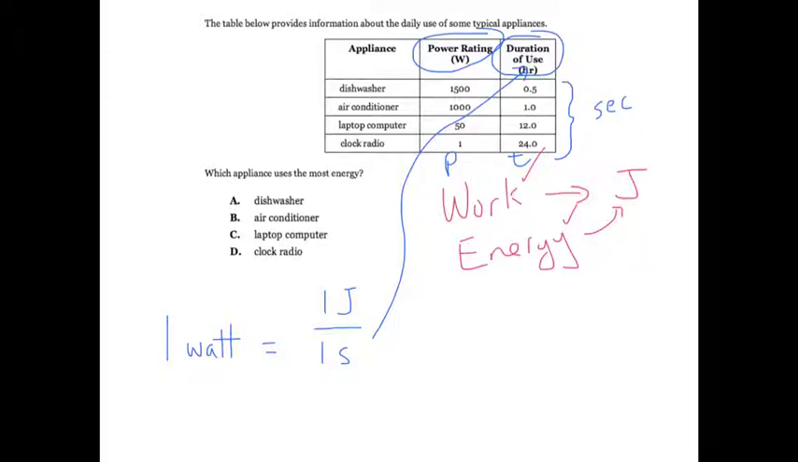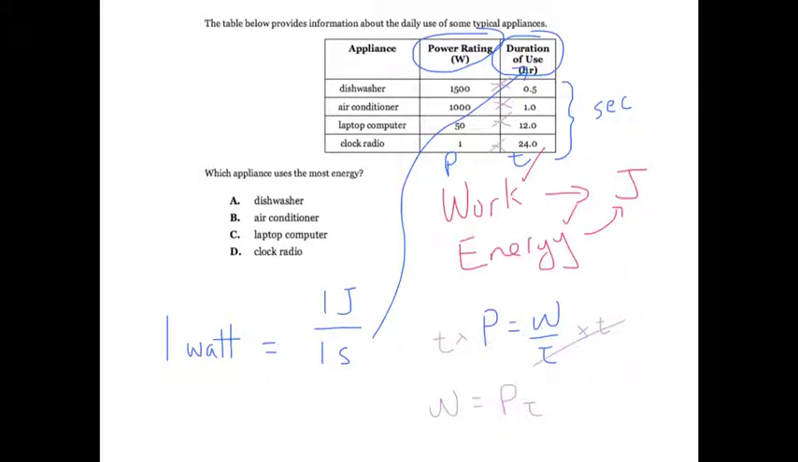So we want to know work. And remember, power is work over time. So if we want the work, we need to multiply by time, and work equals power times time. So we just need to multiply all of these by one another.